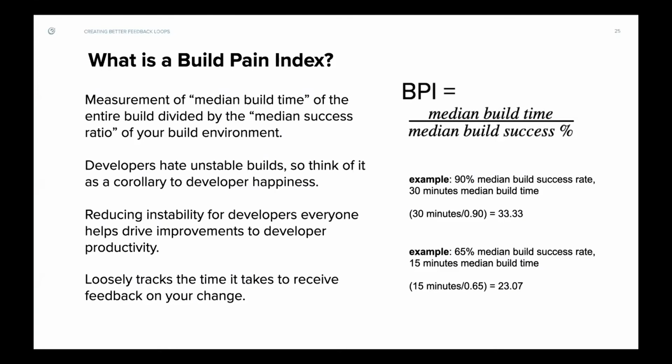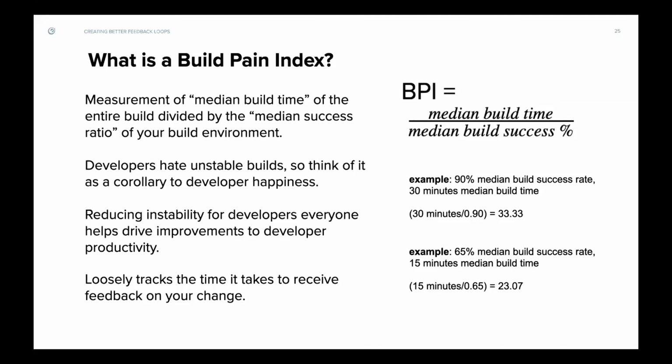So think of it as the median build time, to exclude outliers or things that might take 50,000 minutes or some unbounded amount, over the build success ratio. You start to figure out how painful it is for a developer to receive that feedback loop information that they're waiting for so that they can make a change or fix a process and move on to the next component that they're tasked with doing.